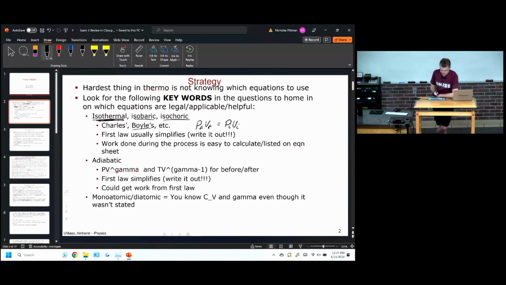The next thing is that the first law in all these cases simplifies in some way. This is also true for adiabatic processes. In this case, you should write out the first law every time and identify what variable is either 0 or in a simpler form. In the case of an isothermal process, delta T is 0, so delta E thermal is 0. So your first law is just Q in equals negative work in. So you can use that to answer a question.